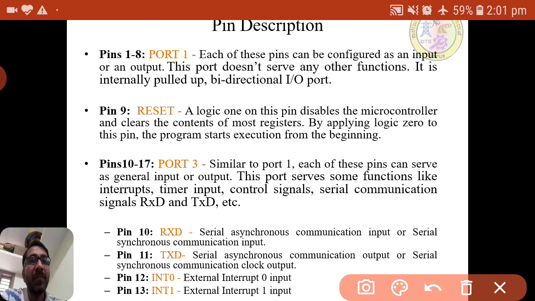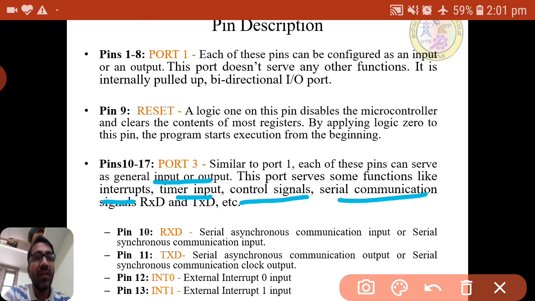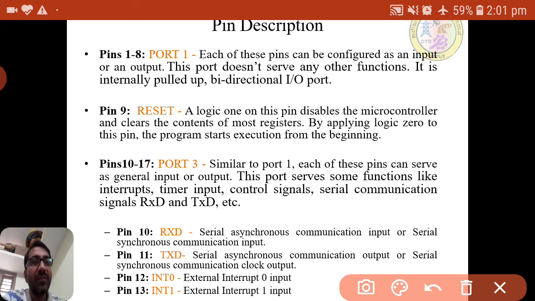The next one, pins number 10 to 17, is port 3. Port 3, as we know, can serve as normal input output, and it also does multifunctional work. This port 3 is a multifunctional port, so it handles functions like interrupts, timers, controls, and serial communications. We can see this pin by pin, one by one.